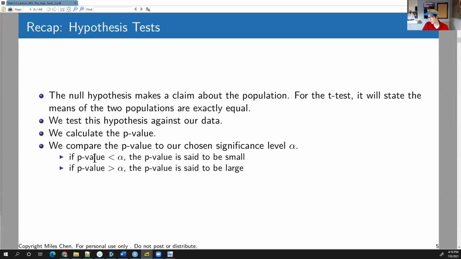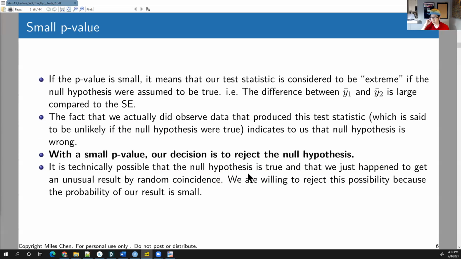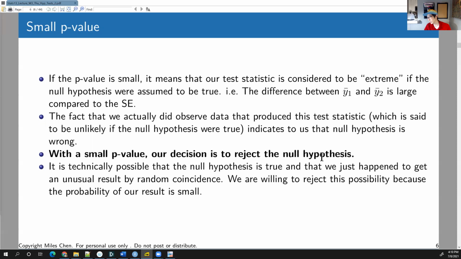If the p-value is less than alpha, we say that our p-value is small, and that leads us to reject the null hypothesis. If the p-value is greater than alpha, the p-value is said to be large. When we say that the p-value is small, the decision is to reject the null hypothesis. The reason is that a small p-value means the test statistic that we've observed is extreme: the difference between y bar 1 and y bar 2 that we've actually observed in our data is considered to be large compared to the standard error.